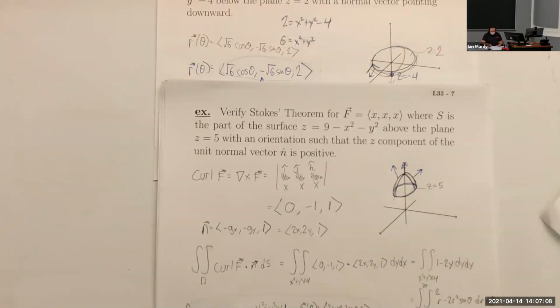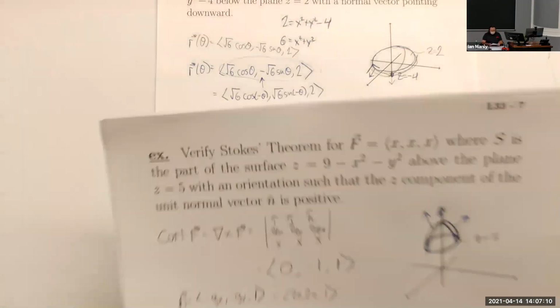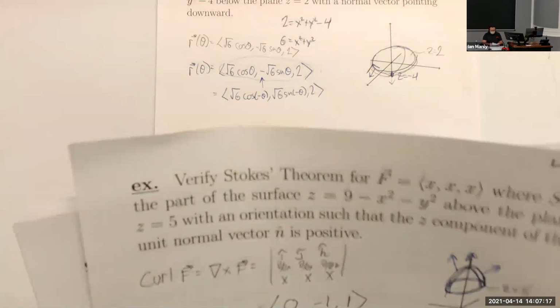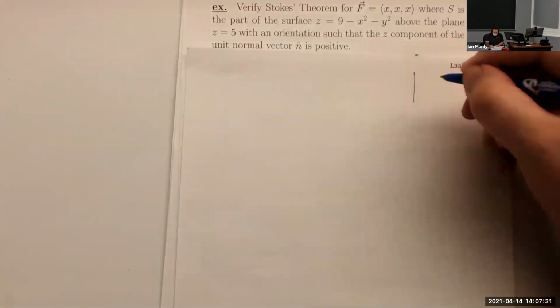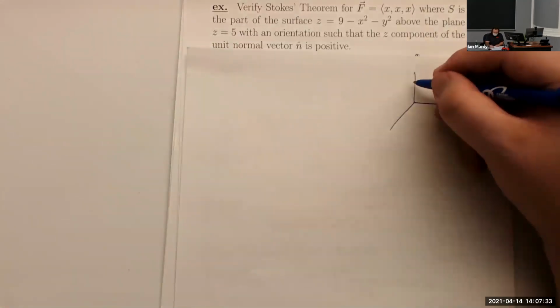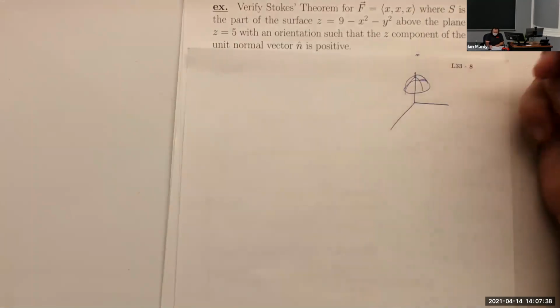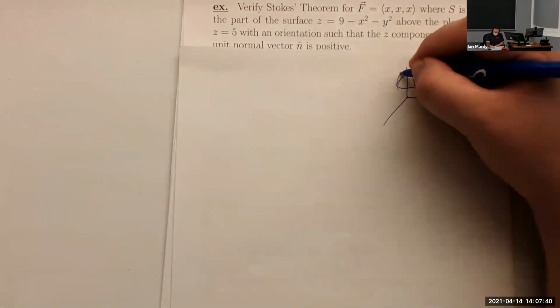All right, so why don't we do the curl part first? You know what, I actually have a blank piece of paper that I didn't use. So we could do this one fresh if we want. Okay, so let me redraw the picture. There we go. Upward pointing normal vectors.